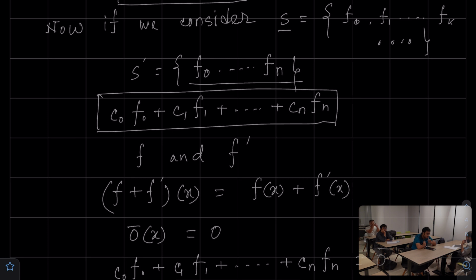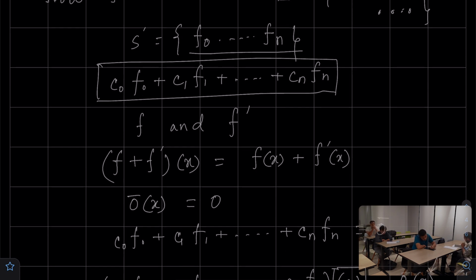So from F0 to Fn, it is sufficient to prove that this is linearly independent. But why is it sufficient? Because all other subsets will be a subset of this set for some value of n. And we know that any subset of a linearly independent set is linearly independent. That proves that any subset of S, not S prime, is linearly independent, and that proves that S is linearly independent. Right? Yes.